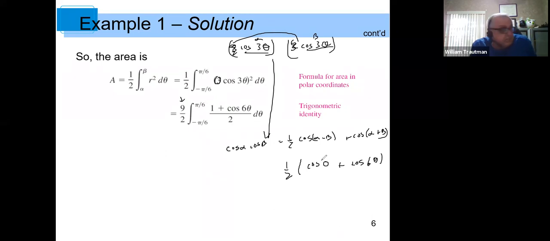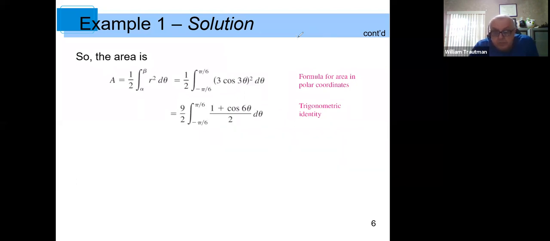And the cosine of 0, if you look at your unit circle, once again, cosine of 0 on our unit circle is 1. So this changes to 1. So it's 1/2 times 1 plus cosine of 6 theta. And that's what we get, 1 plus cosine of 6 theta. And there's a 1/2. We're going to take the 1/2 and bring it out, and so now it should be 9/4. Okay, let's move on.